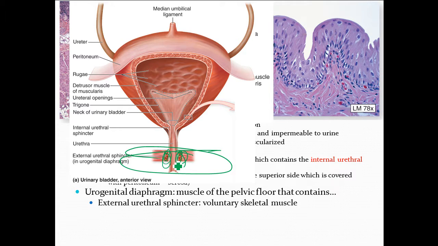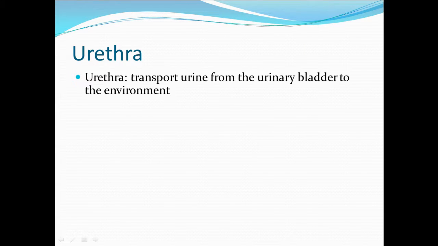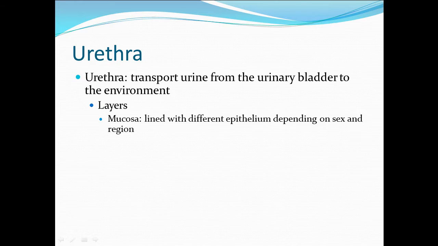So from the urinary bladder, now we go into the urethra. And the urethra basically transports urine from the urinary bladder to the outside environment. They have different layers. Once again, you have a mucosa layer. And depending on the gender or the sex of the person, they have different epithelium. For females, it tends to be just one type of epithelium. For the males, they have a few different types of epitheliums. And we'll talk about those when we get into the reproductive system, so don't worry about it for now.